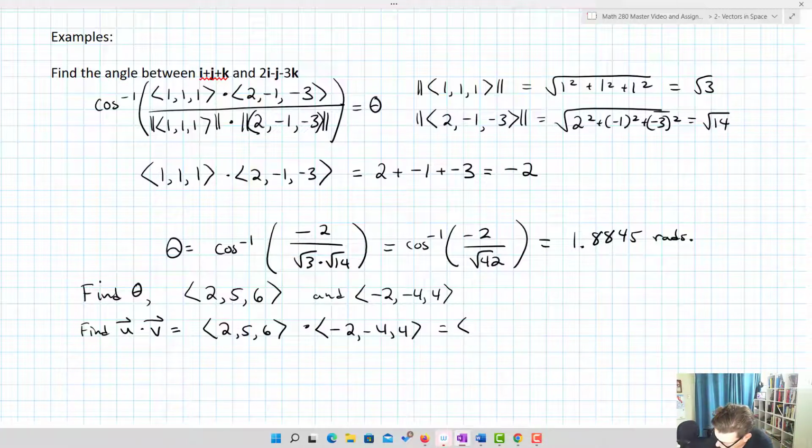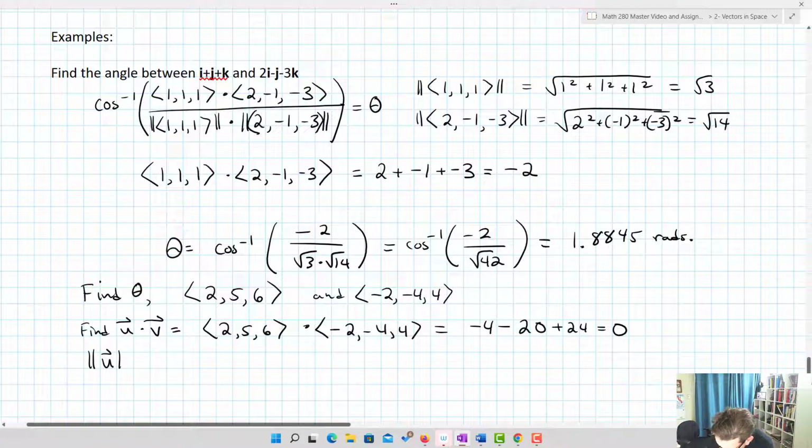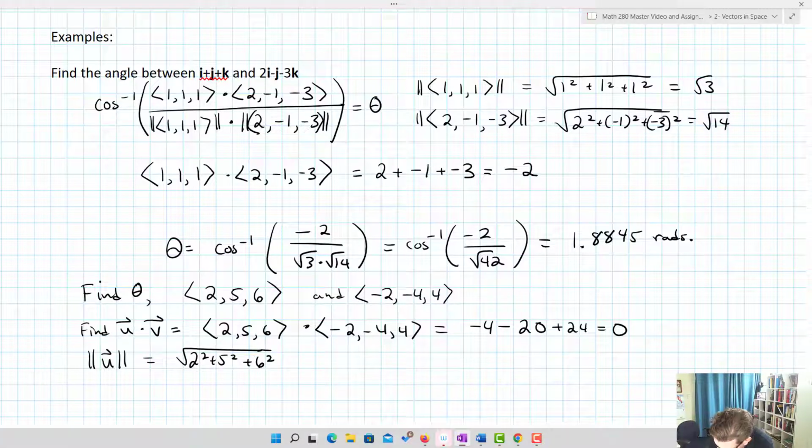And that equals negative 4 minus 20 plus 24, which ends up equaling 0. So there's the dot product. Then we'll have our magnitude of u. The magnitude of u is going to equal the square root of 2 squared plus 5 squared plus 6 squared. Okay? And so that ends up being 4 plus 25 plus 36. Excuse me, 29 plus 36. And so that's the square root of 65.